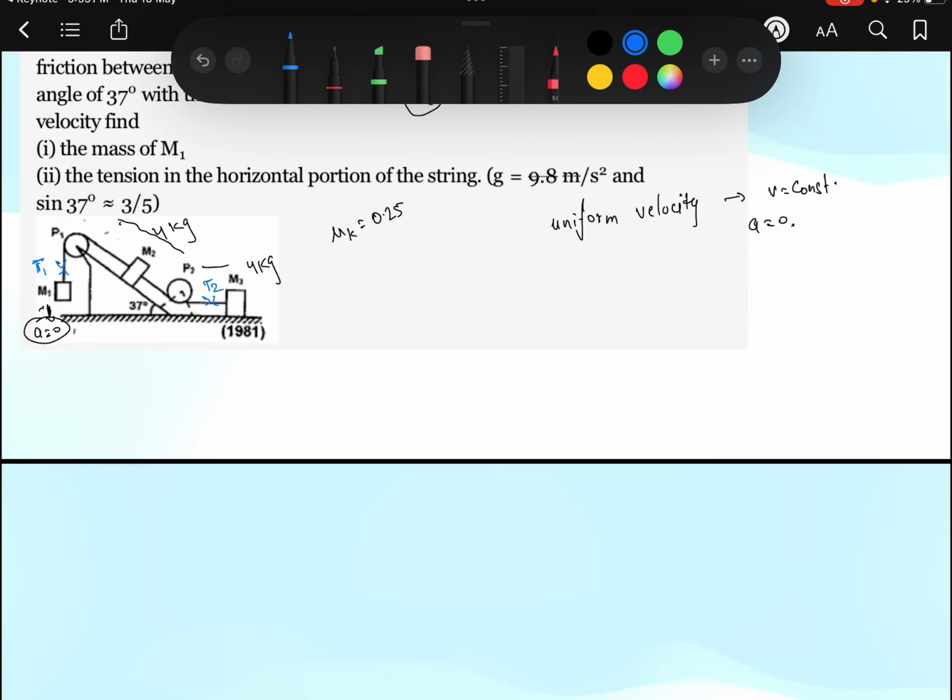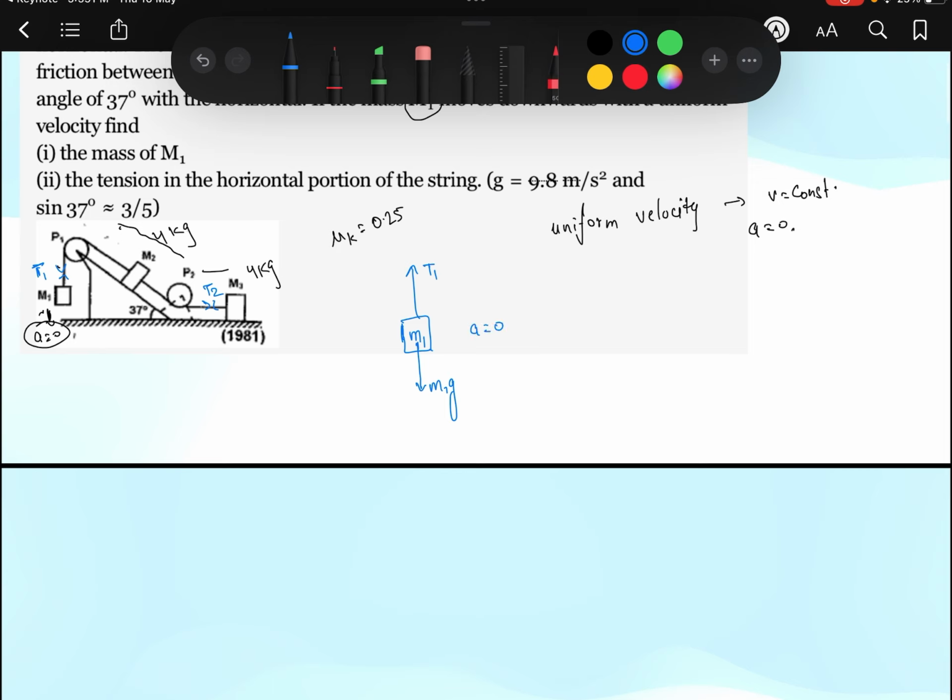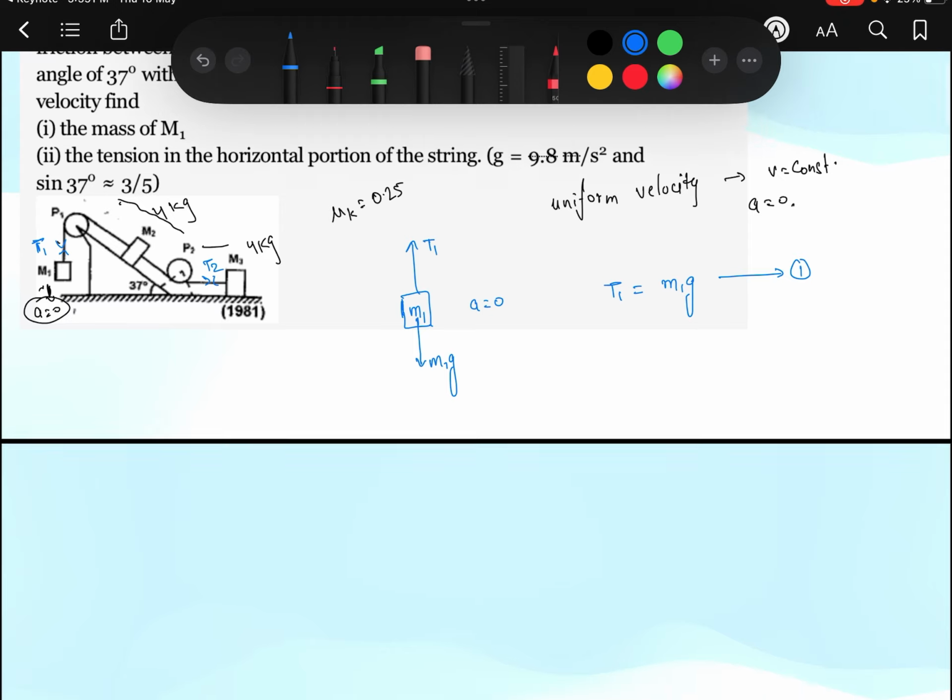Now if I draw the free body diagram for this m1, let us suppose this is our block of mass m1 here, and what are the forces acting on it? One will be m1g in the downward direction. The other will be the tension force T1 in the upward direction. Since the acceleration of this block is 0, I can write the equation of motion that T1 is equal to m1 into g. Let this be equation number 1.